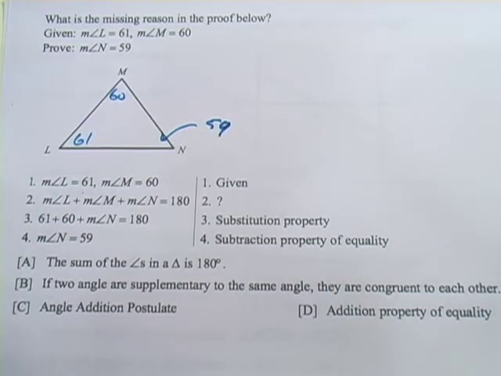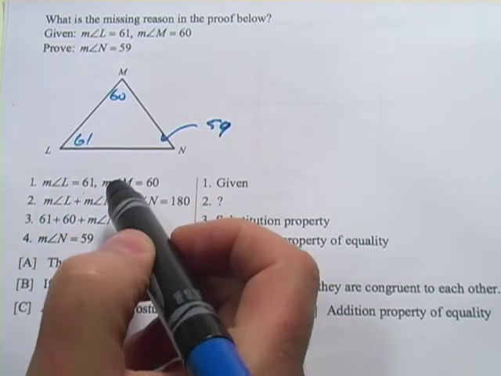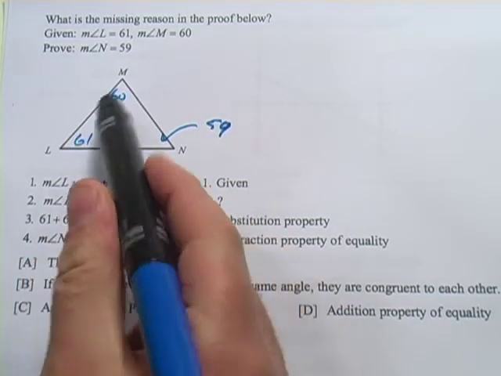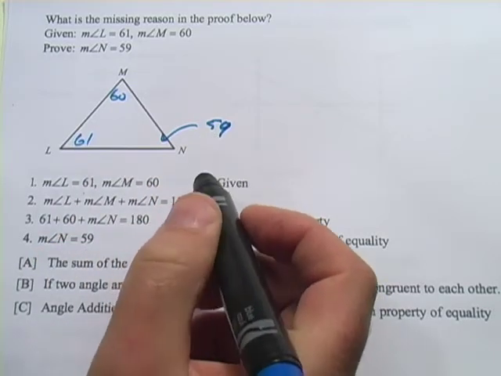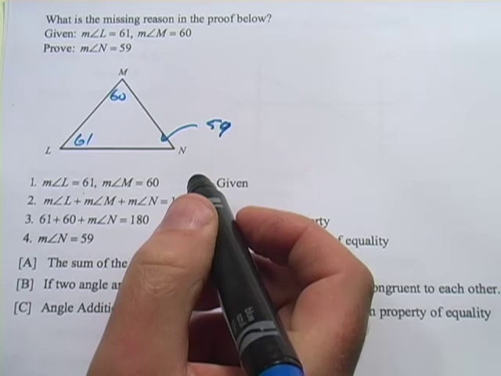Well, that hopefully seems pretty obvious to you. The measures of the angles of a triangle add up to 180, so if you've got one that's 60, one that's 61, the other one's going to be 59. So hopefully that seems pretty straightforward to you.